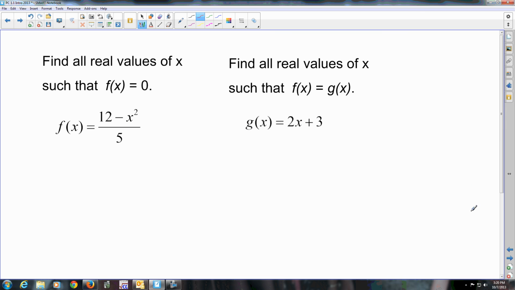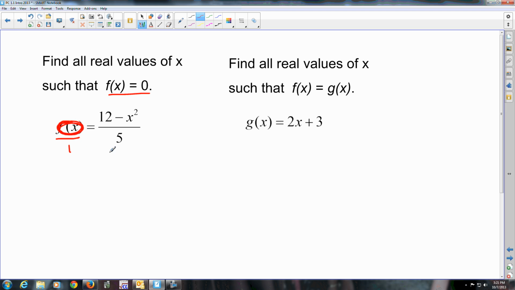Okay. Then, changing gears, changing topics, you're going to get a section that says find all real values of x such that f of x equals 0. It would help if I could just read it. All right. They're telling you literally f of x is 0. Just let this be 0.